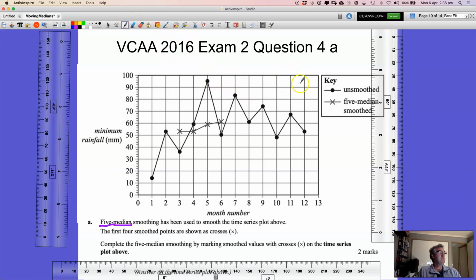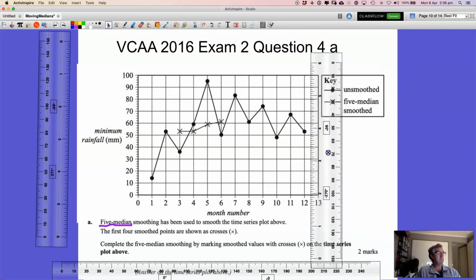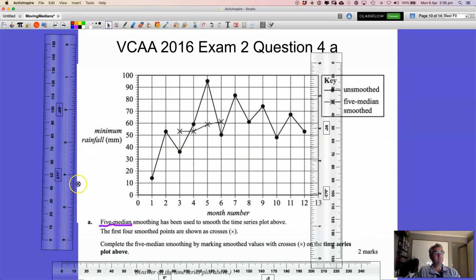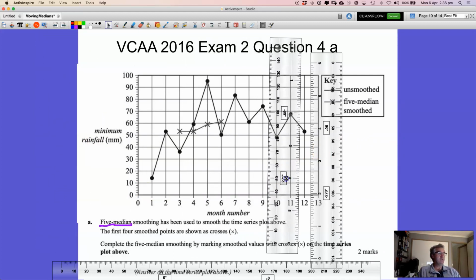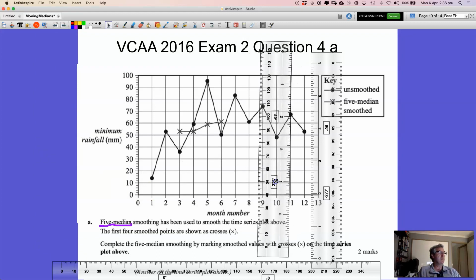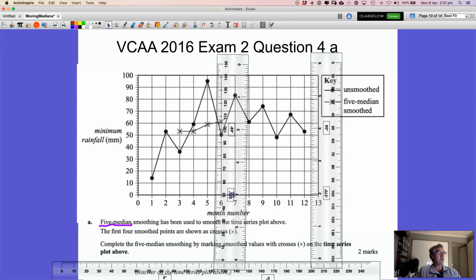Now, since it's 5 median smoothing, I know I am going to have to worry about data points from month 10, 9, 8, and 7. So I'll work my way through those. The order is perhaps not so important. Now I'll work from right to left this time. Now I'll use my 2 rulers, and I need 5 points because I'm applying 5 median smoothing. 1, 2, 3, 4, 5.